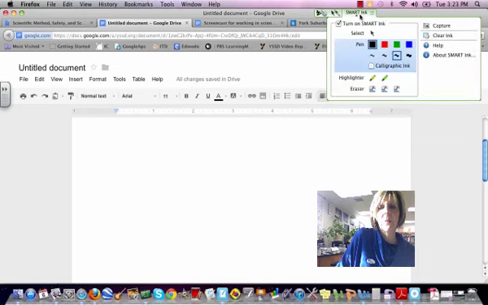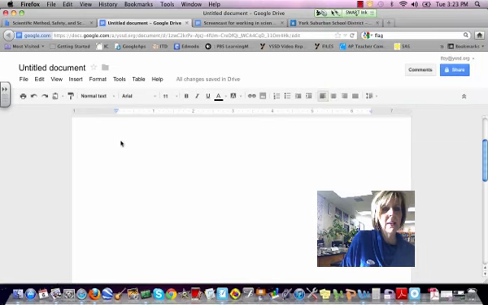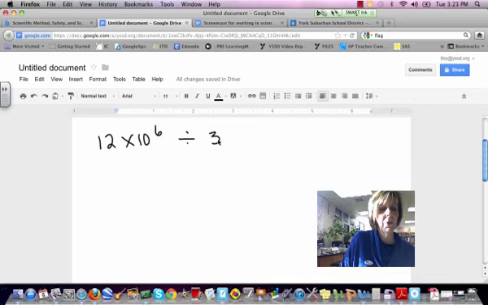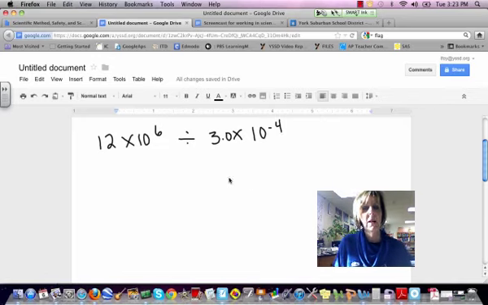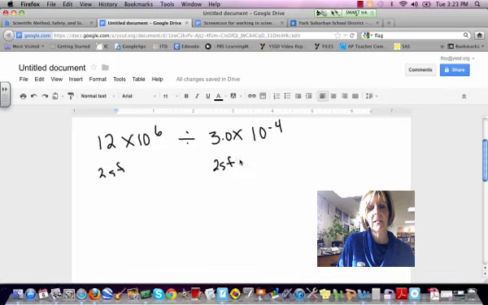Let's do this one. Okay, we'll do this in black. Okay, cool. All right, so now let's try 12 times 10 to the 6th divided by 3.0 times 10 to the minus 4. All right, so I have 2 sig figs here, right? I have 2 sig figs here, and I have 2 sig figs here. So that means my answer is going to have 2 sig figs.